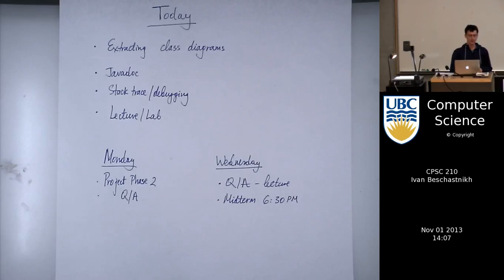There are lots of these tools that help you extract documentation from your code, which is much easier to look at than the actual code. You wouldn't want to look at the actual Java code of the list interface. Instead, you would look at this documentation.